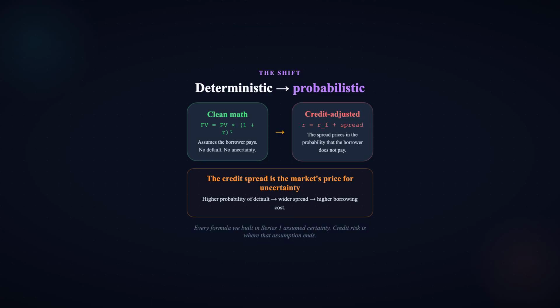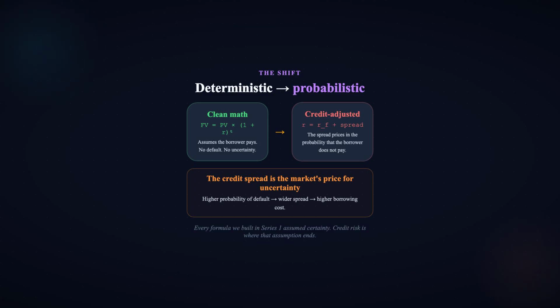Now, each future payment has a probability attached to it. Maybe it arrives in full. Maybe it arrives late. Maybe it does not arrive at all. That uncertainty is what makes credit pricing interesting and difficult. The credit spread on a corporate bond, compared to a government bond of the same maturity, reflects the market's collective estimate of that uncertainty. Higher perceived default risk means a wider spread, which means a lower price for the bond.